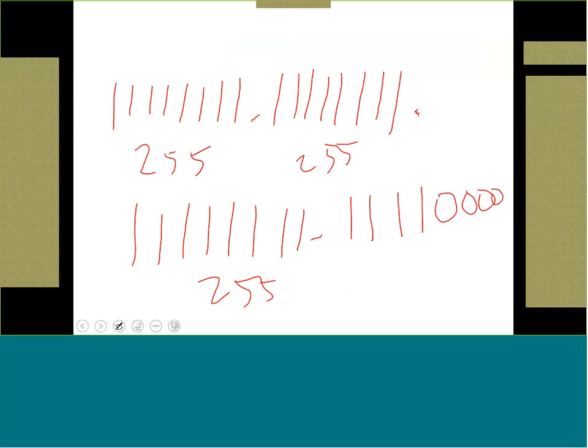This becomes 240. How does that become 240? Because this is the 128 column, 64, 32, and 16. 128 plus 64 plus 32 plus 16 is 240. All right.